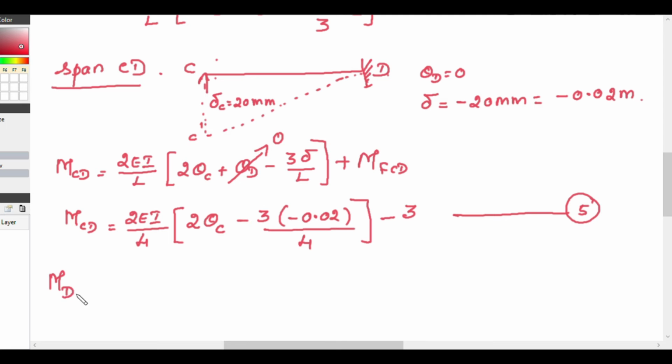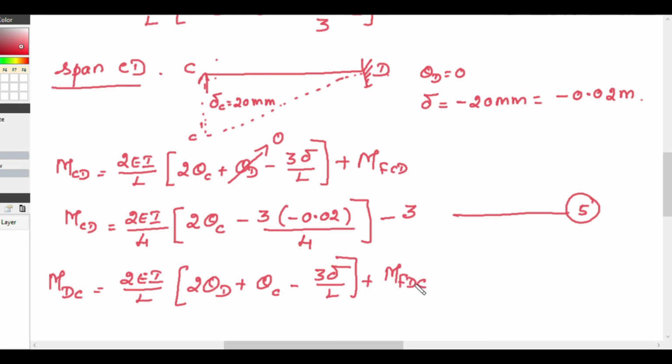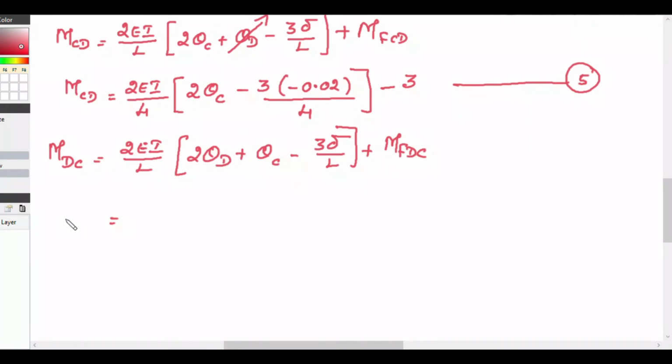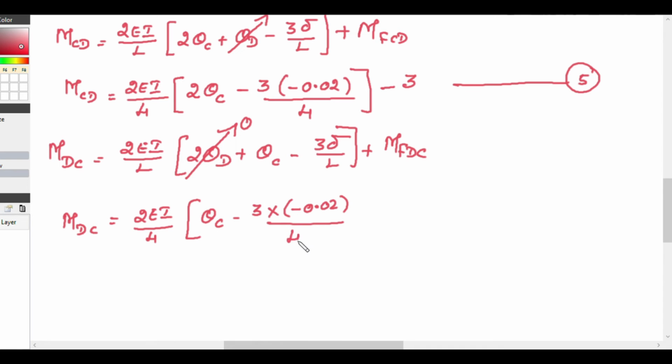Similarly, MDC is equal to 2EI by L into 2 theta D plus theta C minus 3 delta by L plus MFDC. So we get MDC is equal to 2EI by L, L is 4, into theta D is 0, we get theta C, minus 3 into delta value, minus 0.02 divided by L, L is 4, plus 3 kilonewton meter, and this is our equation number 6.